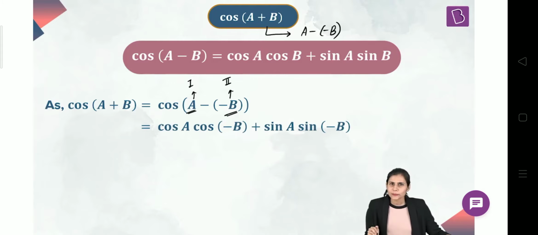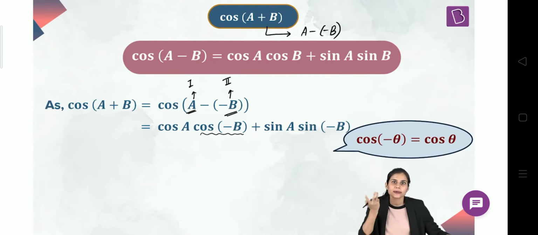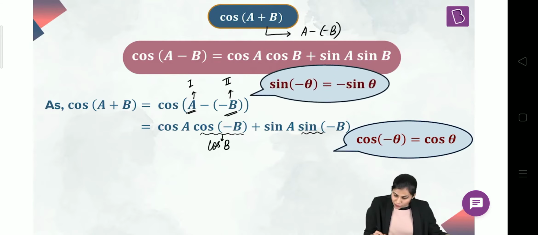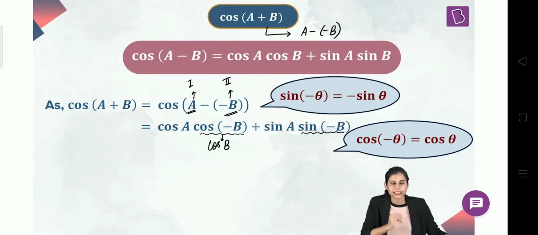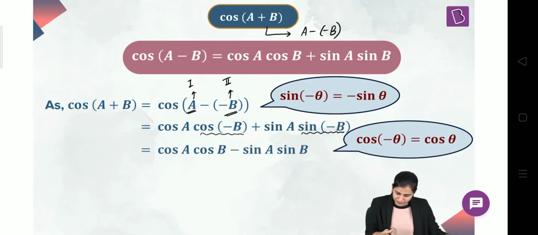Right? Now what is coming into picture in here? Just see. Cos of minus B. I know cos of minus theta is same as cos theta. So cos of minus B will be replaced by cos B. And also I know sine of minus theta is minus sine theta. Sine pulls out the minus sign, whereas cos absorbs the minus sign, right? So this will be minus sine B. And hence this complete step transforms to this.